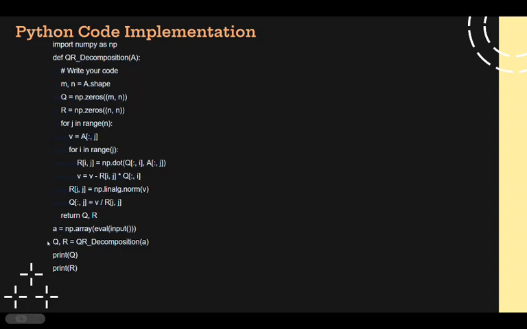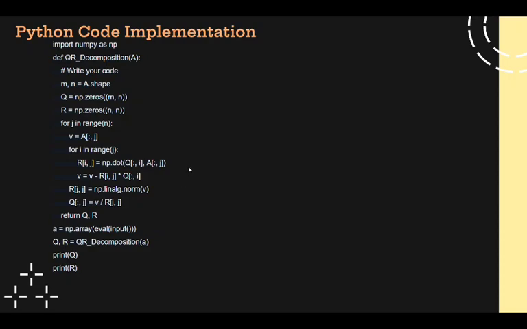To test the function, we take the matrix A as an input from the user. The input should be in nested list format. We call the QR decomposition with our input matrix A and it returns Q and R. Finally, we print the Q matrix, which is the orthogonal matrix, and the R matrix, which is the upper triangular matrix.